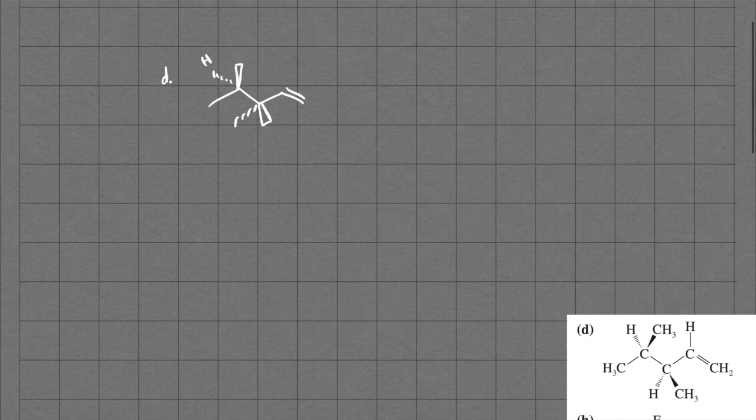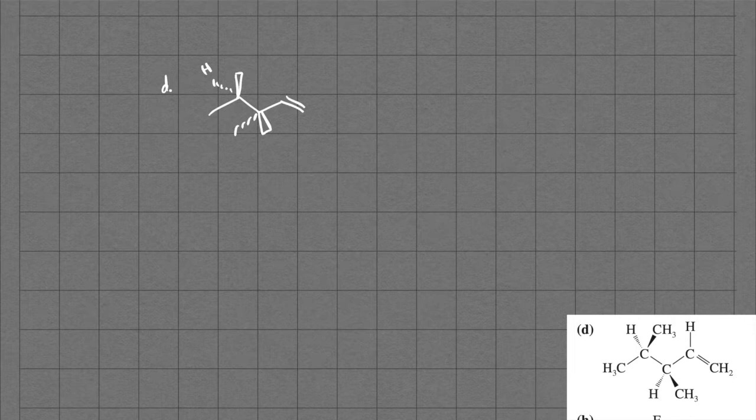Hi everyone, welcome to part 2 of finding the RS configuration. Let's go over some examples together. So we have this molecule right over here. It is called 3,4-dimethyl-1-pentene.